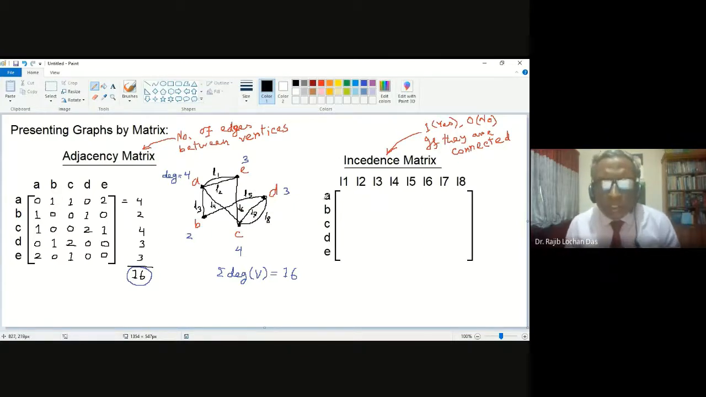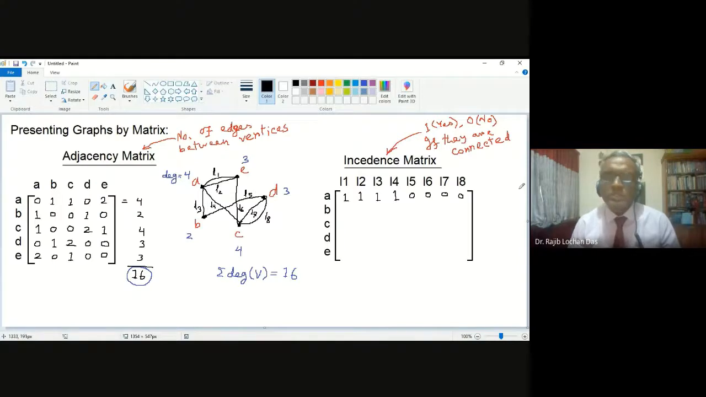So now think about A and line 1. Are they connected? Yes. So you will put 1. Then A and L2, it is also connected, so 1. And A and L3, this is also connected. And A and L4, this is also connected. So fine. And L5, L6, L7, L8 are not connected.